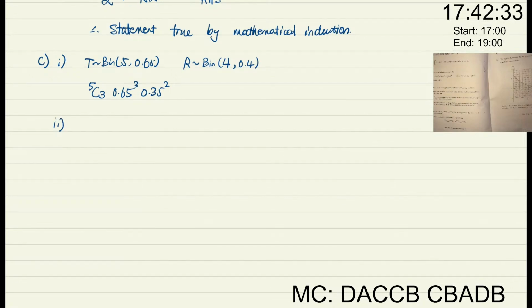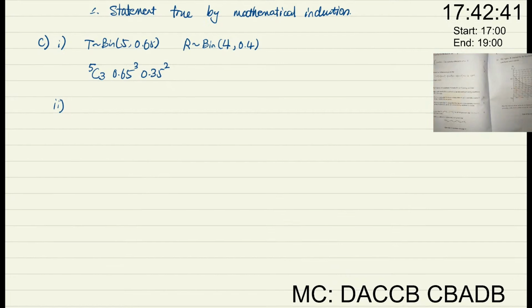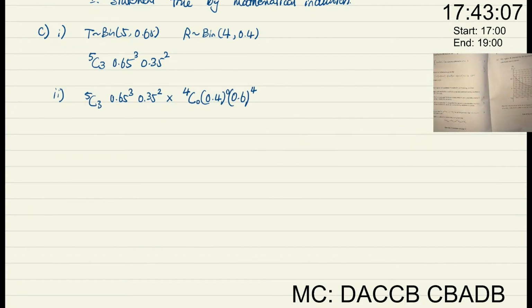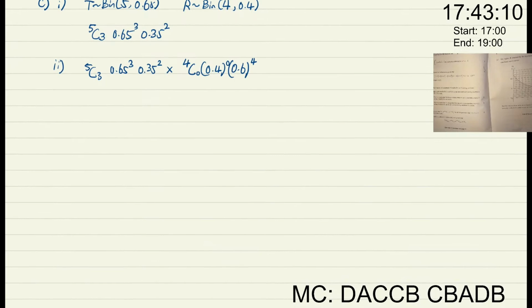Next part: find an expression that at a particular time exactly 3 treadmills and no rowing machines are used. That's a multiplication. So we'll take the answer from before, and all they are expecting to see here is a multiplication sign, because you're doing this as part of the same scenario. No rowing machines are used, so we're going to go 4 choose 0, 0.4 to the power of 0, 0.6 to the power of 4. Honestly, if you wrote a more simplified version of this, it'll also be correct. That would be fine.